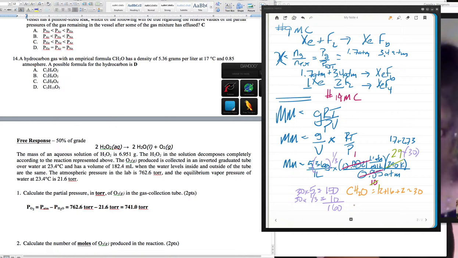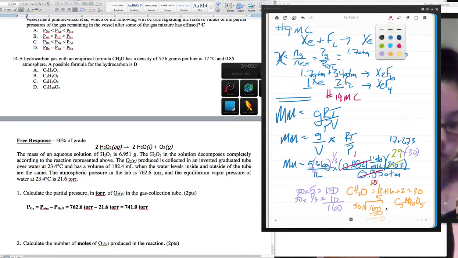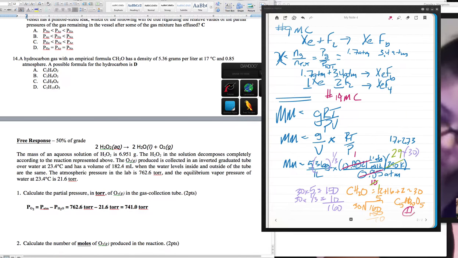So then what I want to know is how many times does 30 go into 160? And I said definitely 5 times, with 10 left over. I'm like, okay, whatever. But what that tells me is that I must have a C5H10O5 or something like that. And the closest one to that is D. So since that was the closest one, that's our answer, D. That's what I put on. Oh wait, no it's not. Okay.